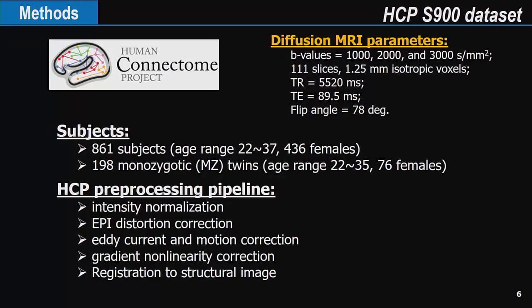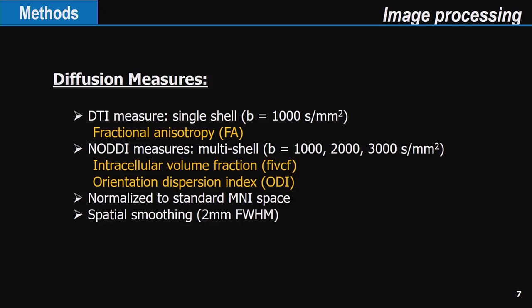The twins data we used here is supported by the Human Connectome Project, and we used the 900 subject data release. The diffusion MRI here has 3 b-value shells, so we can perform the NODDI method on it. Then we calculated the 3 diffusion measures, FA, FICVF, and ODI, and then normalized them to the MNI space, and then smoothed.